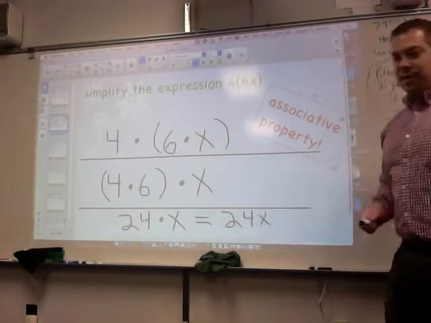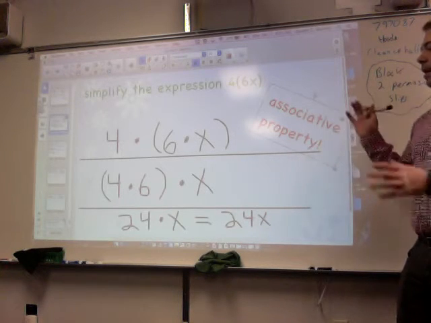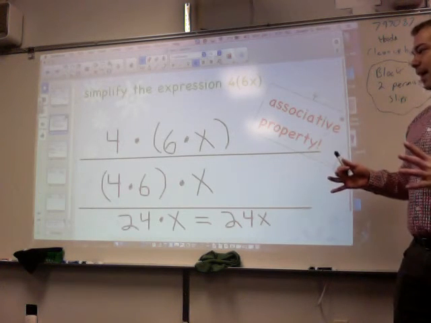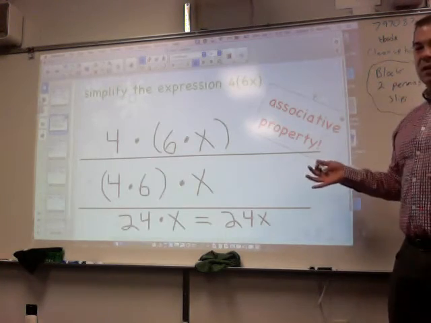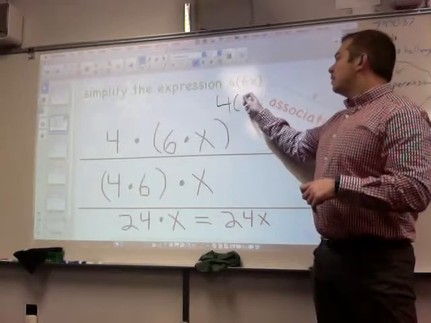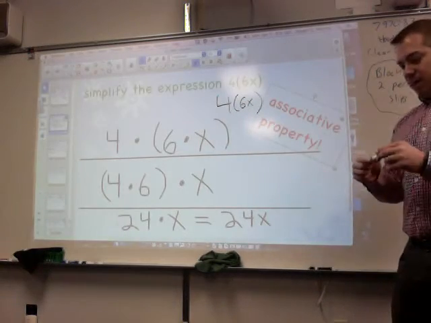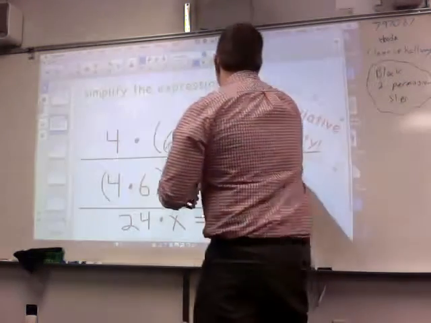So the main thing to know here is because of the associative property, I could switch things around to simplify it. I didn't solve anything, I just simplified. 4 times 6 times x, I just simplified that to become 24x. All right, moving on.